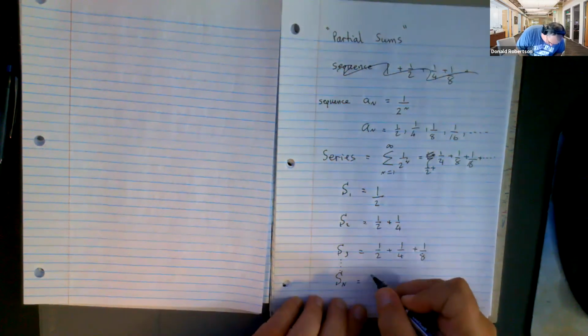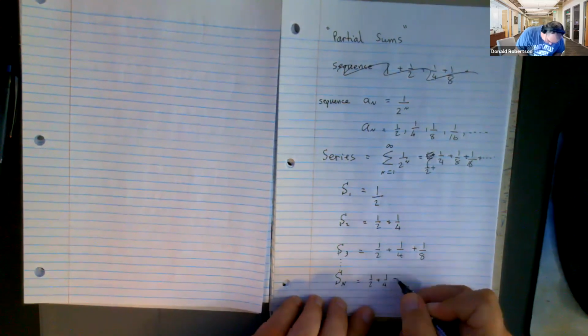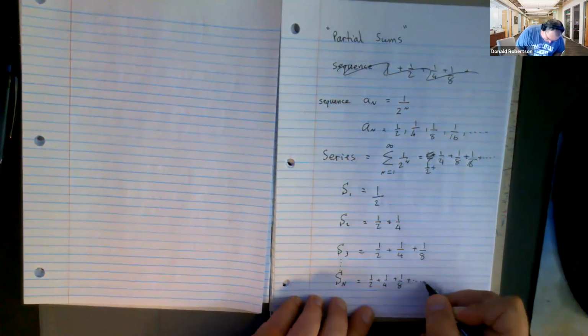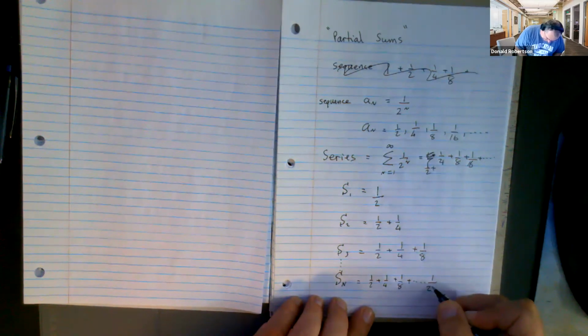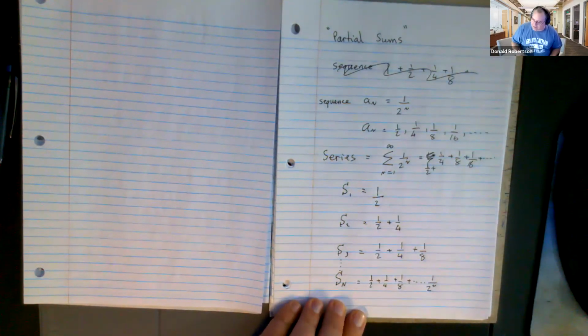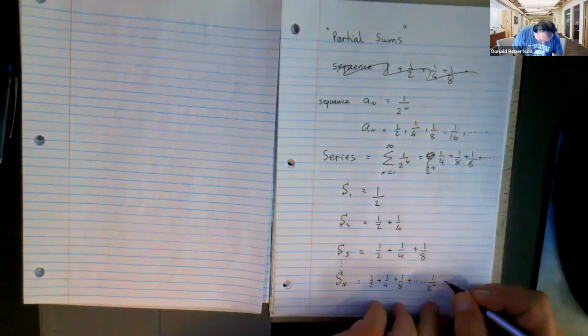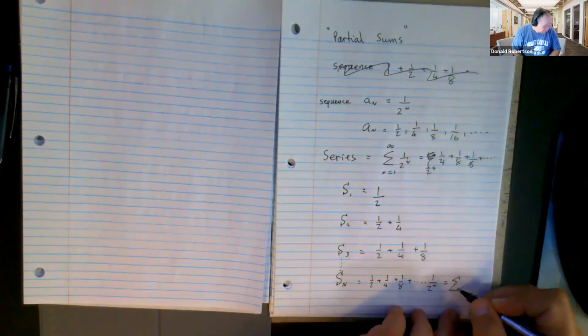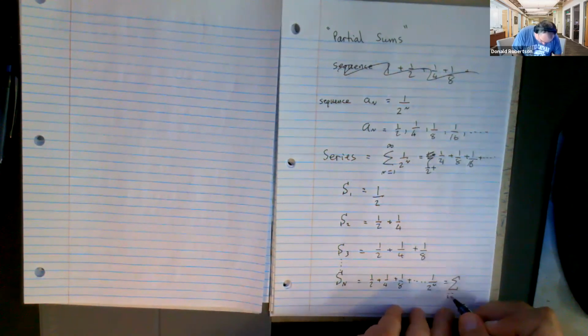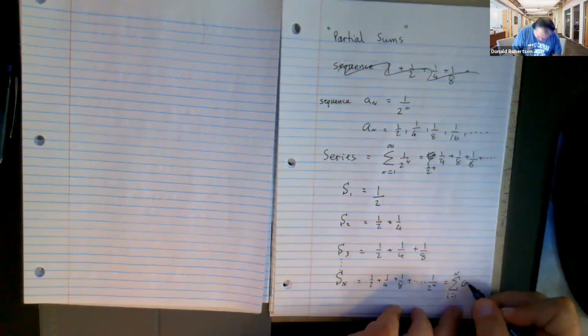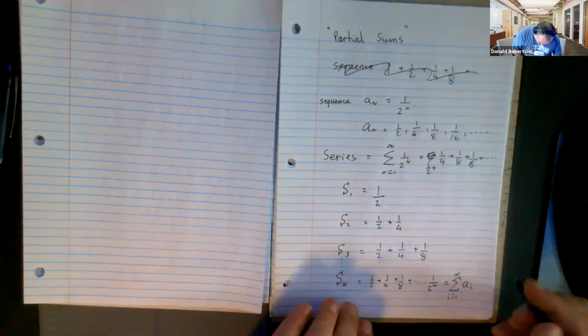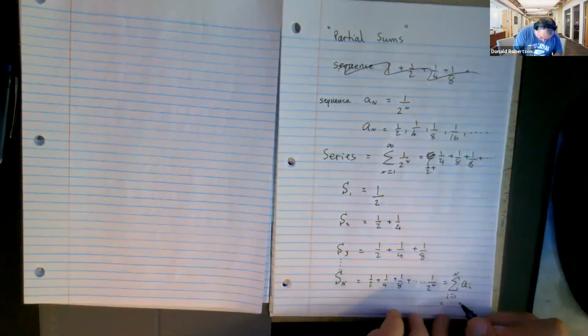If you were writing it down, you would stop there, right? If n was 1,000,000, you'd stop at 1 over 2 to the million. And we write that down as the sum from i equals 1 to n, or in this case, the sum from i equals 1 to n of 1 over 2 to the i.